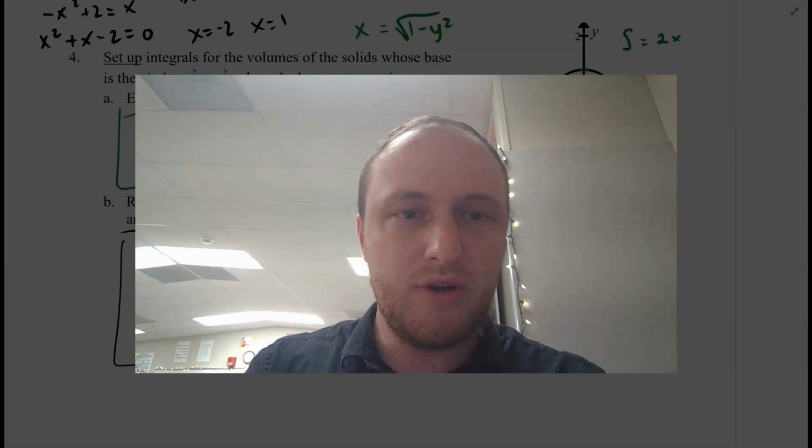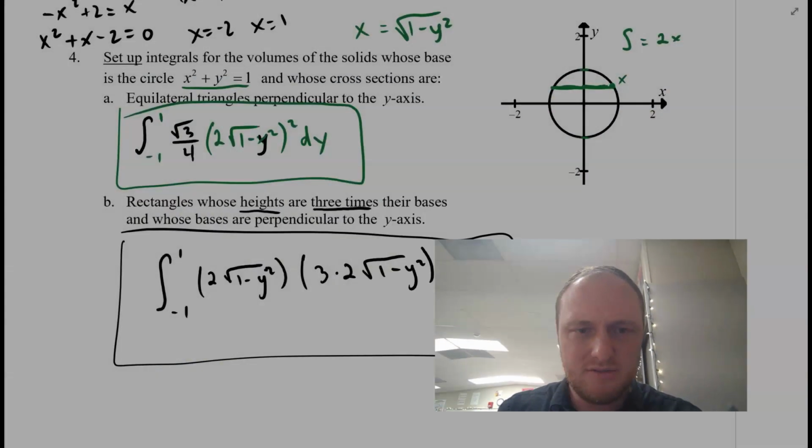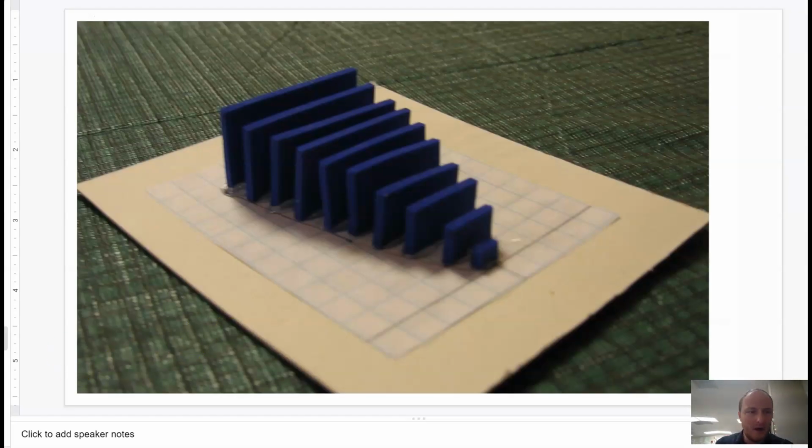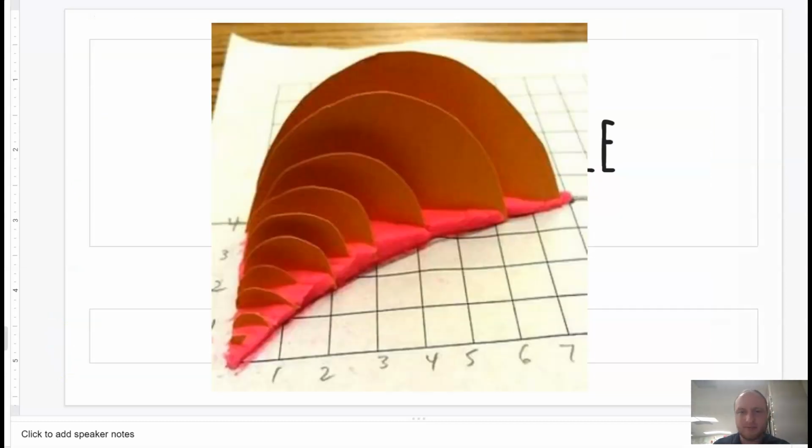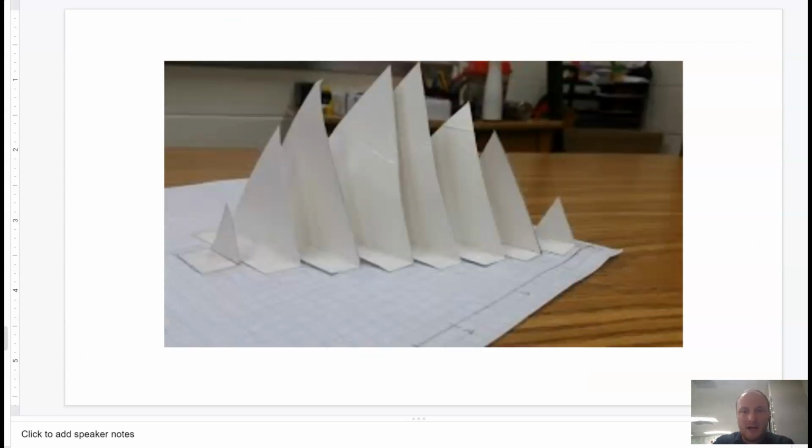And I'm going to briefly show you here. I'll make myself small again. Here are some examples of what this looks like, right? So this is a cross section of a semicircle, right? You can see the base in here. And then there's a semicircle, and then here's an equilateral triangle, right? So these triangles are coming up, and you can see the base of that region here.